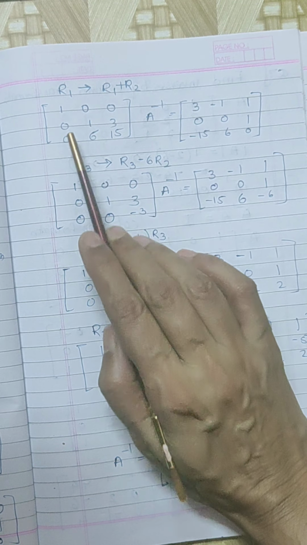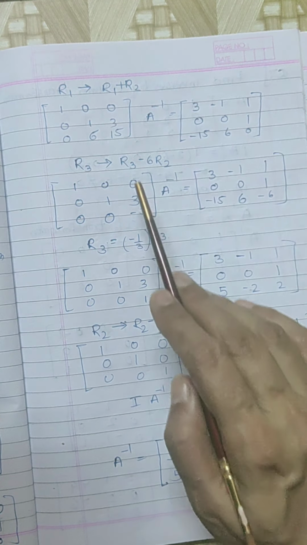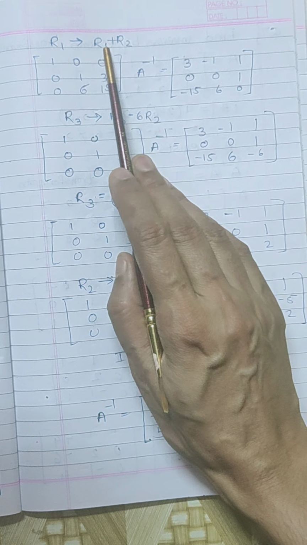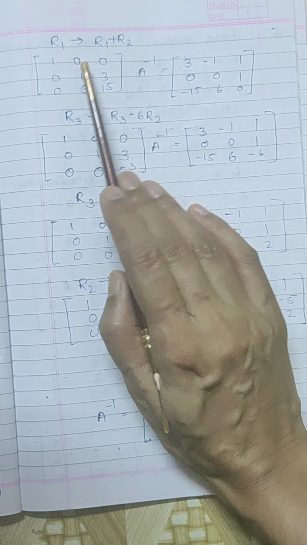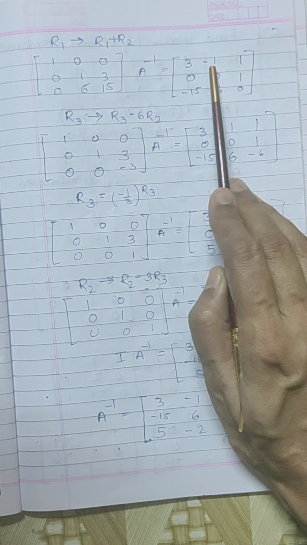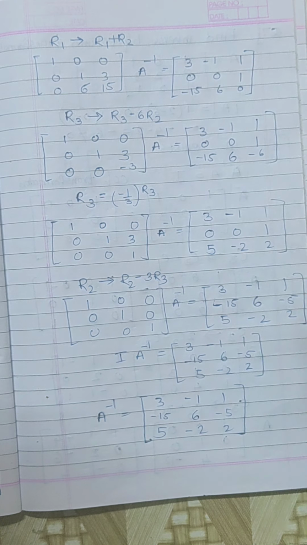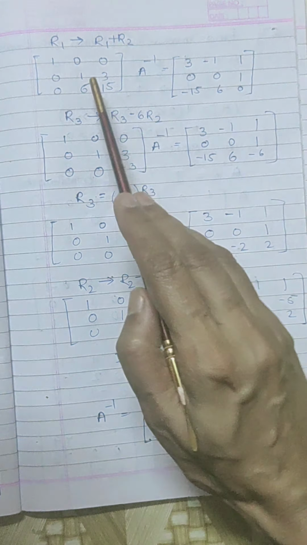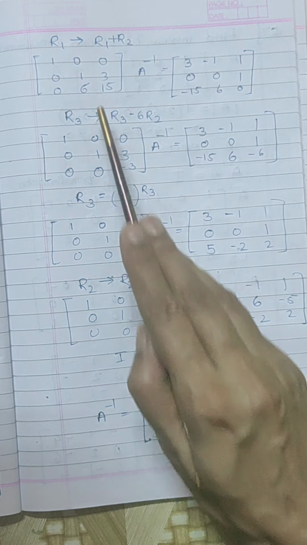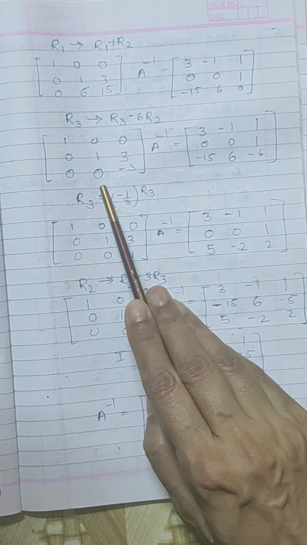So write R2 and R3 here also and here also as it is, and make the transformation. R1 changes to R1 plus R2. So it will become 1 0 0 and here 3 minus 1 1. Now here we got 0, here we got 0. Now we will convert this 6 into 0.